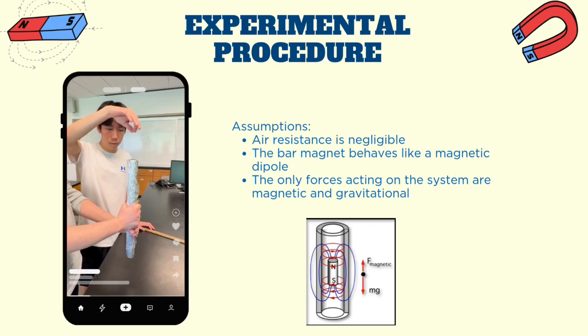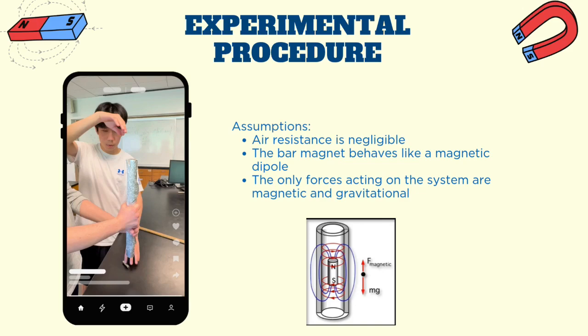So this is our experiment procedure. As you can see in the video, we just drop the bar magnet through the aluminum tube and wait for it to go through the entire way. Some of the assumptions that we made were that air resistance was negligible, the bar magnet behaves like a perfect magnetic dipole, and the only forces acting on the system are magnetic and gravitational.